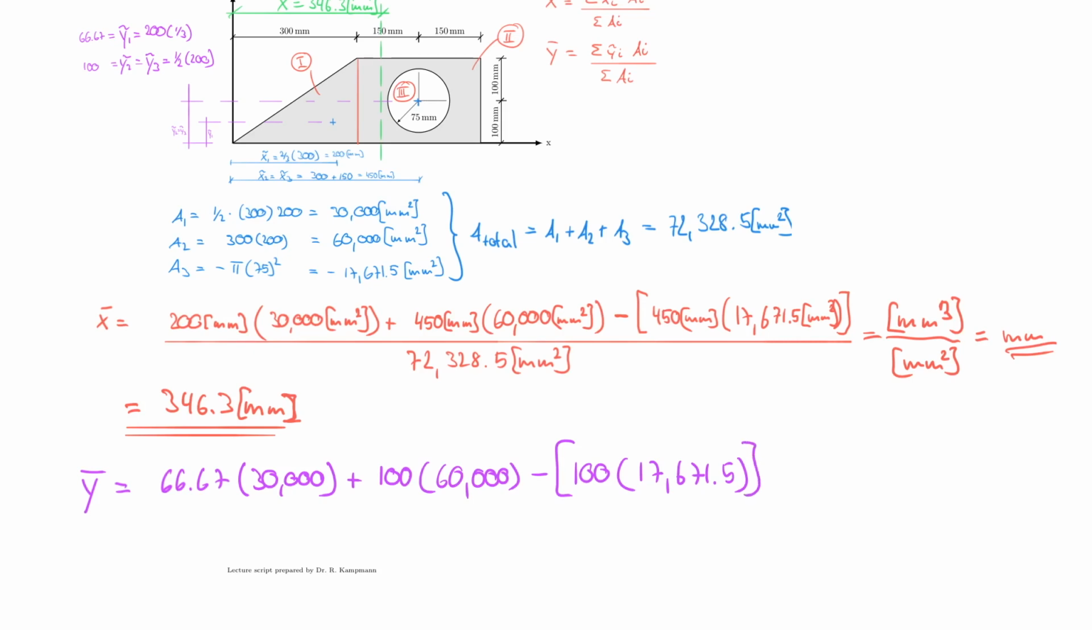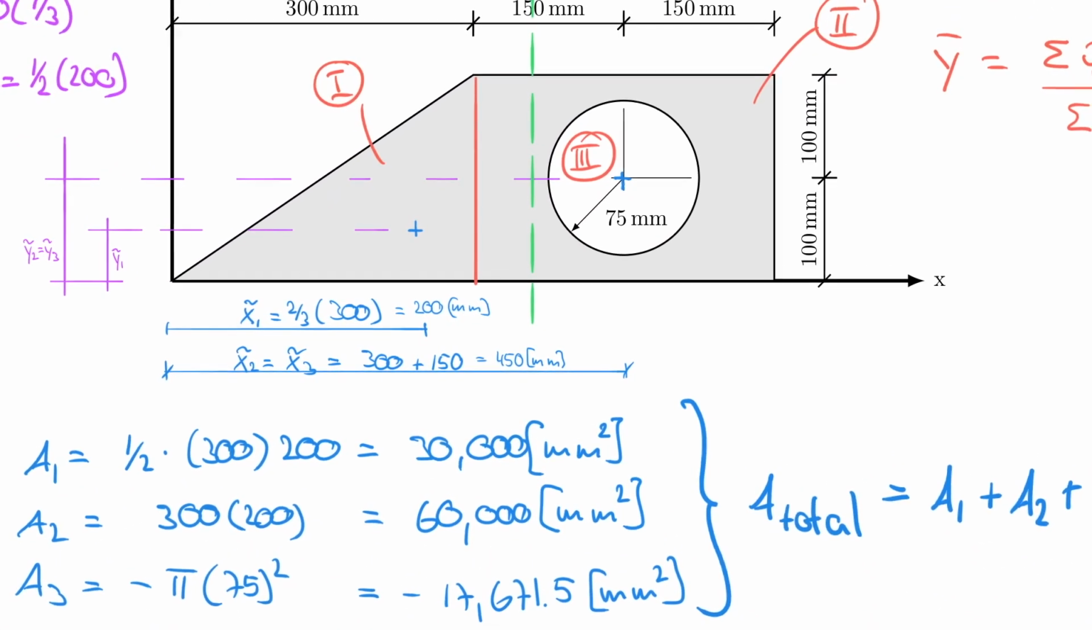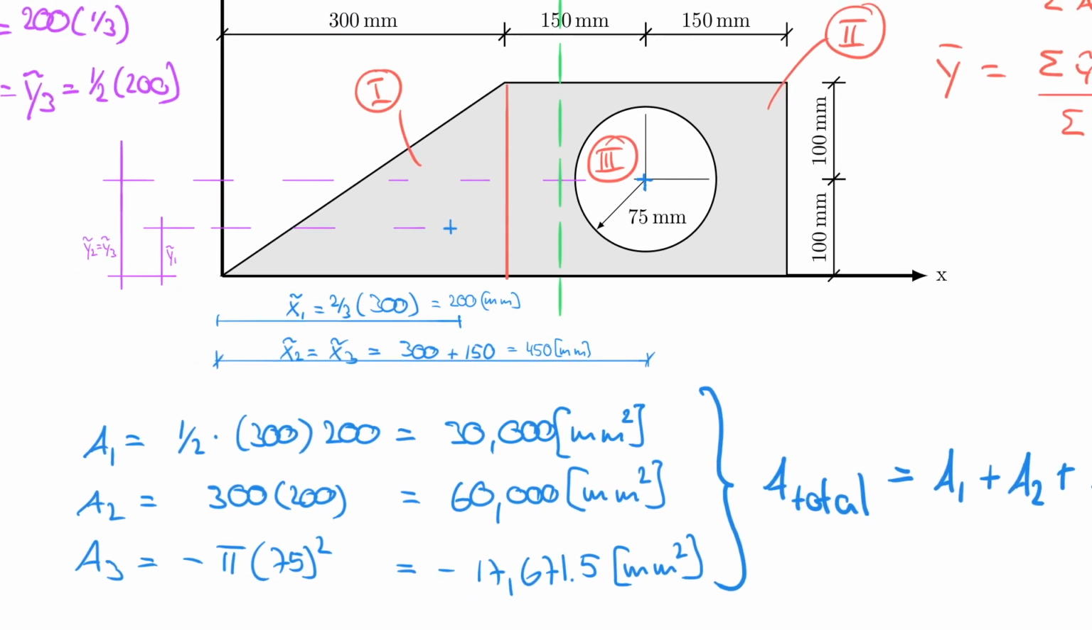And of course, to no surprise, my total area did not change. So I can just divide everything by 72,328.5. And this comes out to be 86.18 millimeters. And does this make sense? I think it absolutely does, because if we look at the picture here, the 86 is definitely below the half of the shape. And so I can now include that in my picture up here.